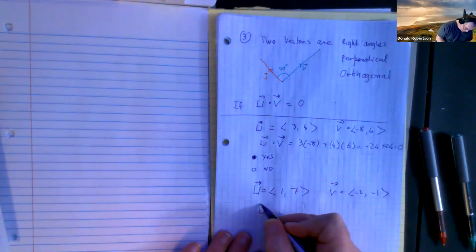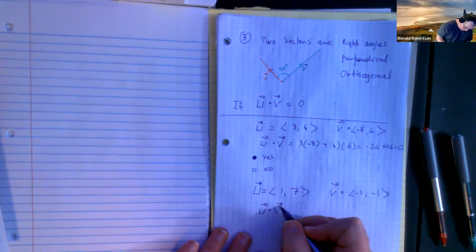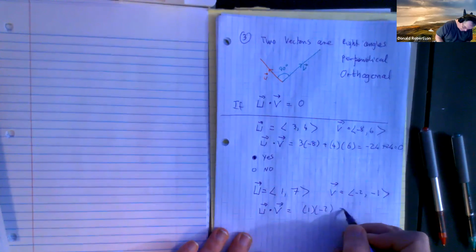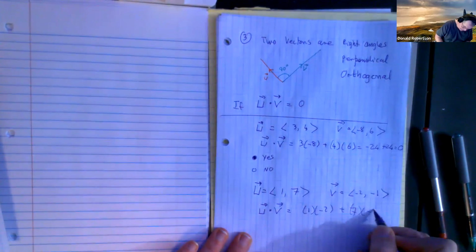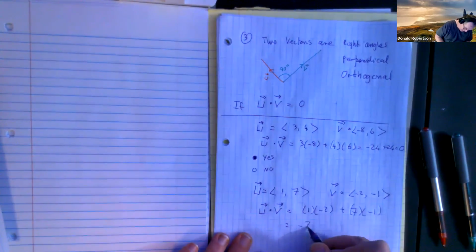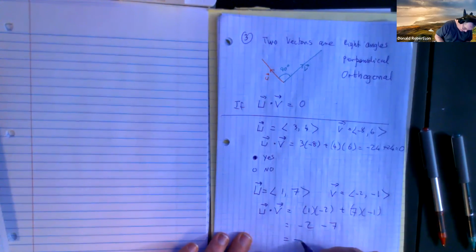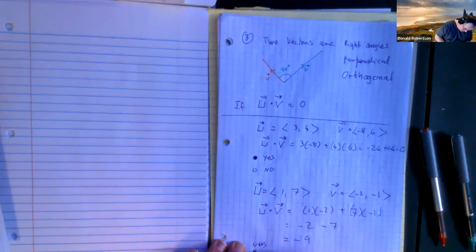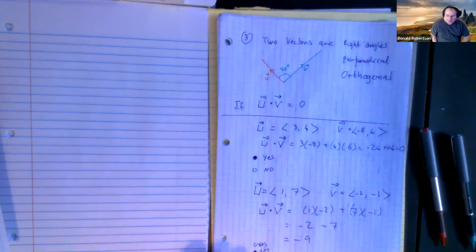If you do the dot product, in this case of these two vectors, you get 1 times -2 plus 7 times -1. You get -2, take away 7, you get -9. And so won't your answer in this case be a no, it's not.